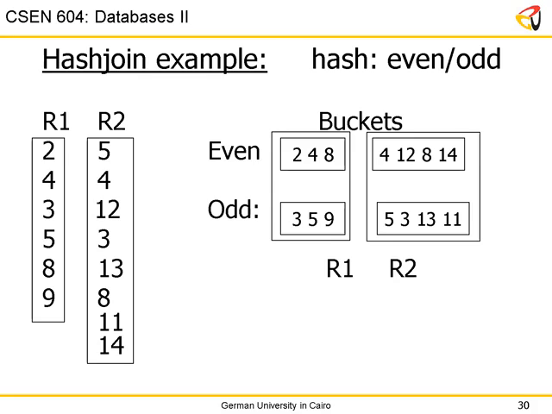Now, if you look at R1, it says 2, 4, 3, 5, 8, 9. That's in the column on the left. And if you look at the R1 buckets, 2, 4, and 8 are in one bucket because they are even, and 3, 5, 9 are in another bucket because they are odd.